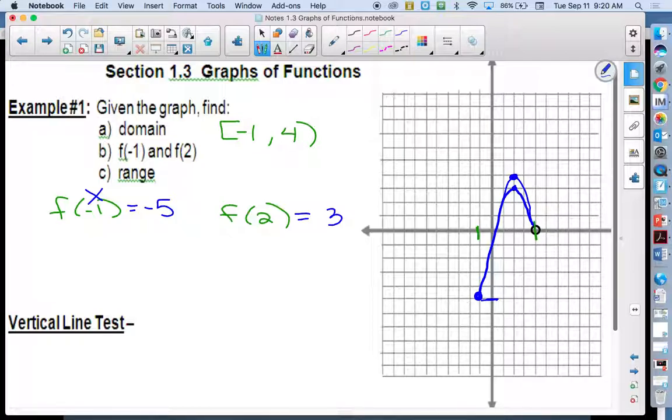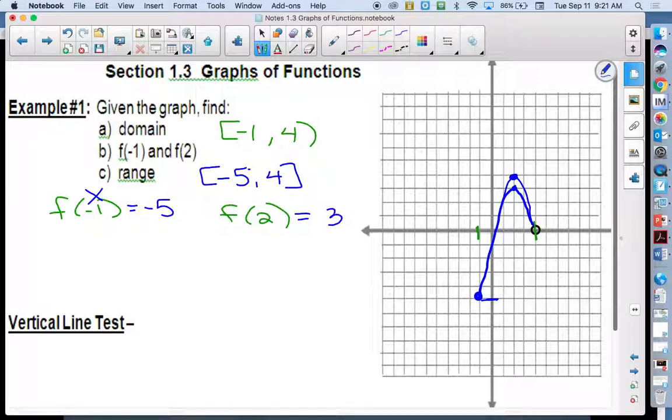The range would be the vertical stretch of the graph. So Grant, what would the range be here? -5, +4, both in brackets. Nice. So he said -5, +4, both brackets, because they're both ordered pairs on your graph. Points that exist, closed circles. Questions?